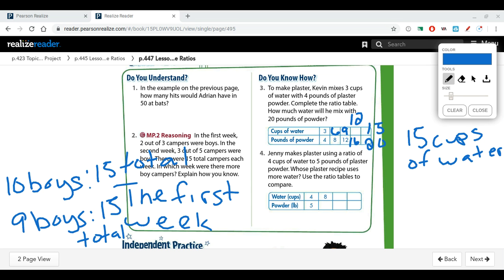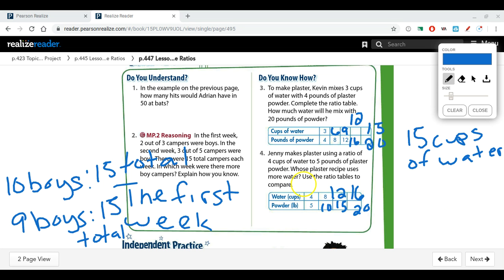And then number 4 says Jenny makes plaster using a ratio of 4 cups of water to 5 pounds. So if she's got 4 cups of water, I'm just going to go ahead and fill out my cups of water. So I have 4, 8, 12, and then 16. And then if I have 8 cups of water, that's going to be 10 pounds. 12 cups of water, that's going to be 15 pounds. And then 16 cups of water, it's going to be 20 pounds of plaster.